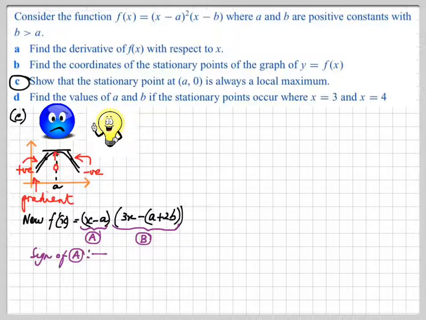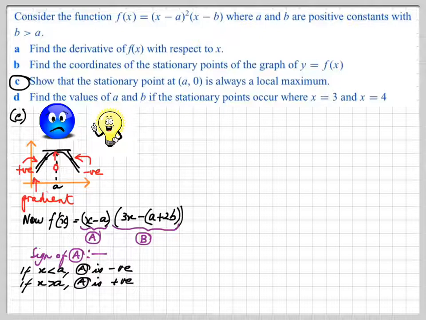Okay, the sign of A. Now, if x is less than A, then that's not rocket science. If x is less than A, then x minus A has to be negative, doesn't it? Yes, it does. If x is greater than A, then x minus A has to be positive. Good show. Well, we've analysed that first bracket very easily. So, now we've got to do B. Now, B is a little bit more nasty, but hey, it's not that difficult.